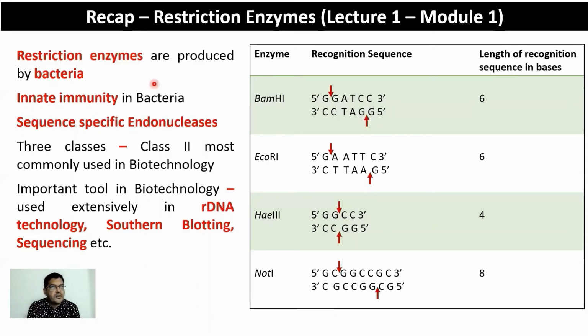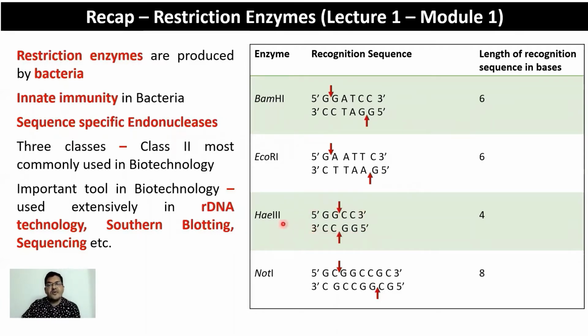And then, of course, I'm sure you also remember that conventionally, we have divided restriction enzymes into 3 classes, of which class 2 is the most commonly used class in biotechnology. And this is because class 2 restriction enzymes cut within their recognition sequence. And the type of cut that can be produced could be of 2 types. You could have a staggered cut where the top strand and the bottom strand are cut at different positions, or you could have a blunt end cut where both the top strand of DNA and the bottom strand of DNA are cut at the same position, right?